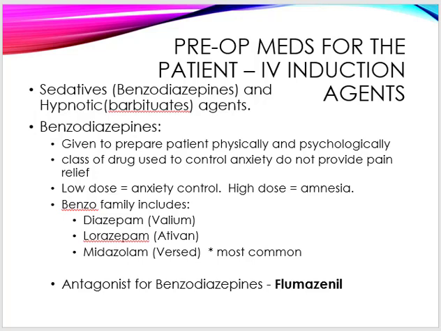They aren't typically used alone for induction because high amounts would be needed. Remember that benzodiazepines don't provide any pain control. Some benzodiazepines that you may hear referenced in the OR are diazepam, or Valium, lorazepam, or Ativan, and midazolam, or Versed. These medications have a high lipid or fat solubility, which means that they're absorbed quickly and completely. Also, they easily cross the blood-brain barrier. There is an antagonist for benzodiazepines. The antagonist to benzodiazepines is called flumazenil.